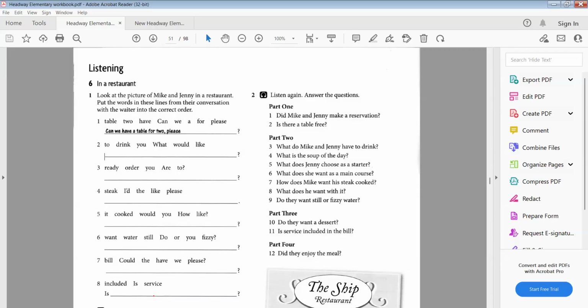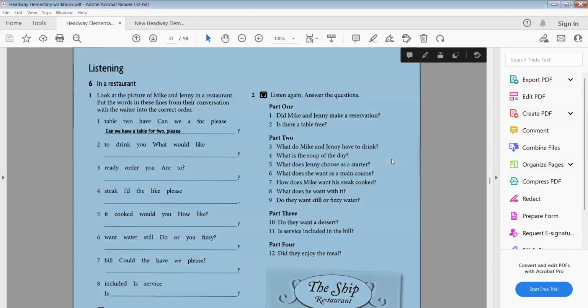Doctor, we're just reordering the words, yes? We're not adding any words? Yeah, without adding. Table 2. Can we have a table for 2, please? Just reorder it into a good sentence structure. Actually, this unit doesn't have a lot of grammar, it just has this kind of small grammar thing. We will repeat them again.